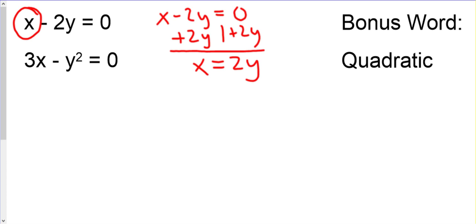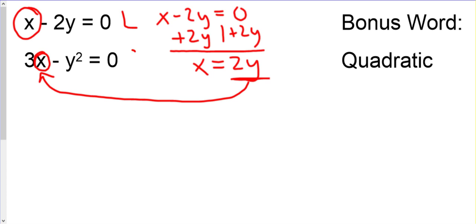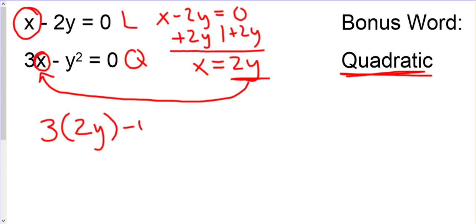From here, I want to take my x, and wherever I see an x in my second equation, instead of writing x, I'm now going to substitute in a 2y. Substitution is a great method for this one especially because it is a linear and a quadratic equation. So after I make my substitution, I'm going to get 3 times 2y minus y squared is equal to 0.